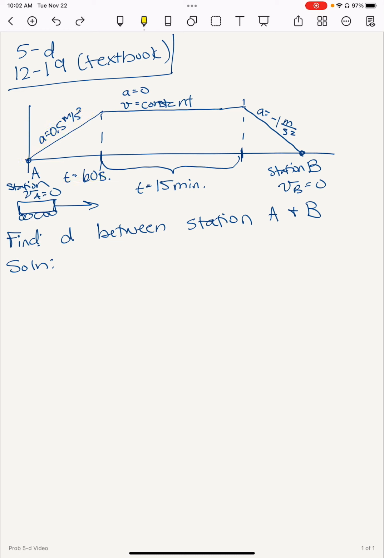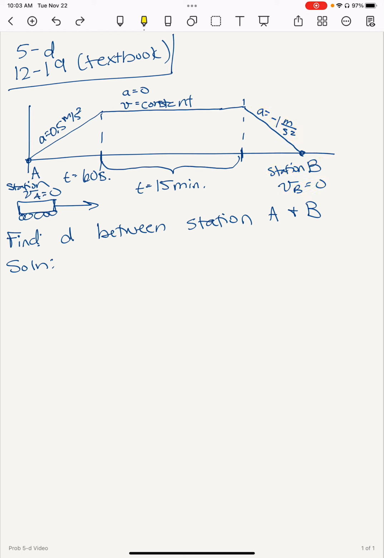And then afterwards, it travels at a constant velocity for 15 minutes. So that's this. So the acceleration is 0. It's just traveling at a constant velocity, and the time is 15 minutes. And then after those 15 minutes, it decelerates at negative 1 meters per second squared until it's brought to rest at station B. So at station B, its velocity is 0.